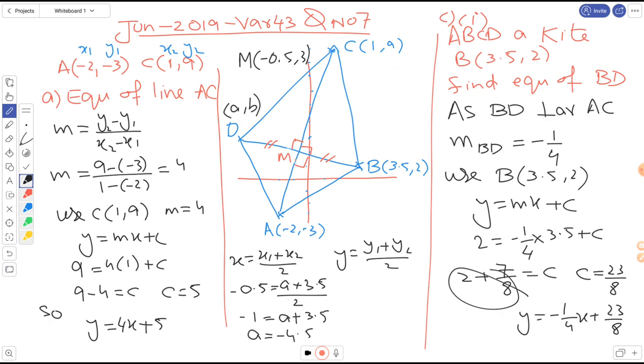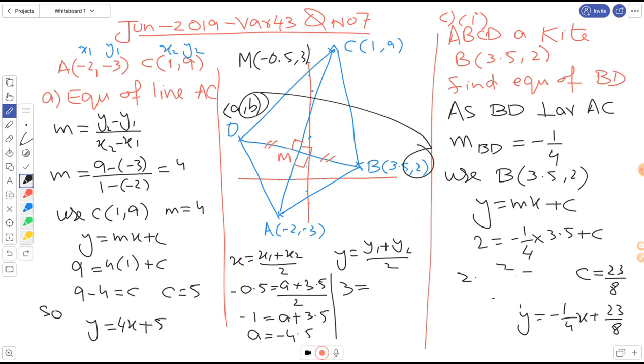Now I talk about y. This is called the midpoint, y1 is called one corner, and y2 is called the second corner. So let's find y and finish the question. So 3 equals, okay, let's finish the question. y1 is b and y2 is 2. We have the b value here, not the a value. So y1 is b and then 2, divided by 2.